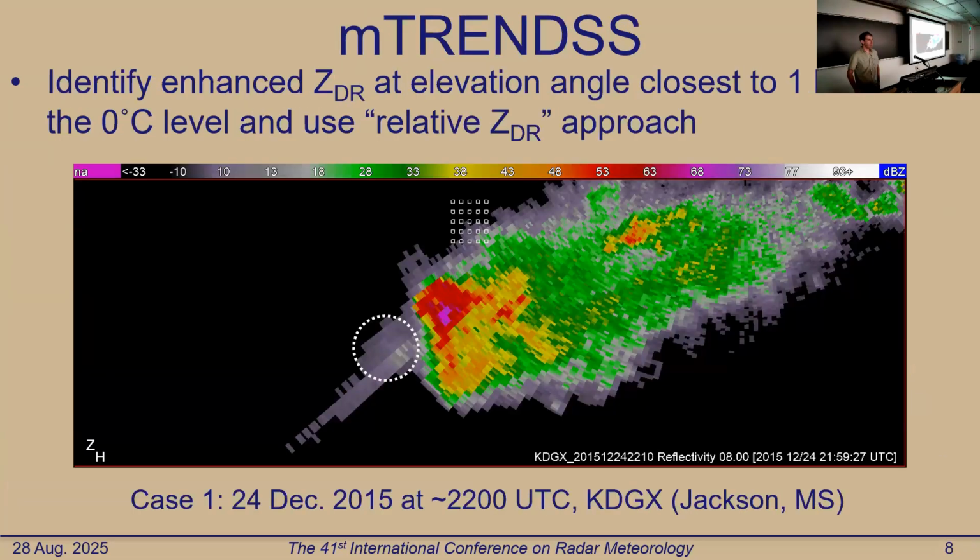I'm not going to talk about this in detail, but you might want to ask, how do you determine ZDR column area? Well, we designed our own algorithm to do it. It's called M-Trends. We just published a paper a few months ago talking about it.